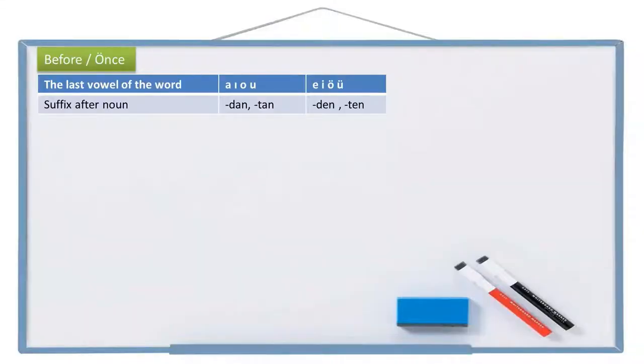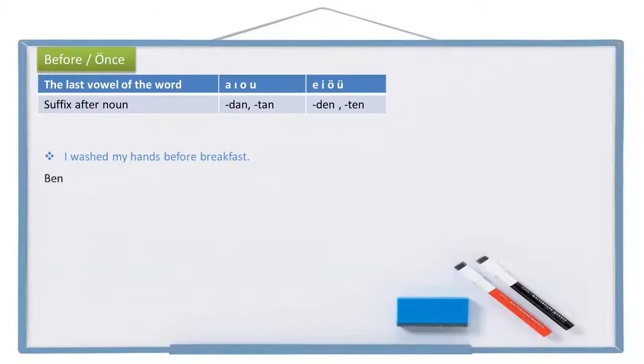When we use before with a noun, we are going to need a suffix, which is dan, tan, den, or ten, which alternates according to two-way vowel harmony and again according to consonant alternation. Let's see an example. I washed my hands before breakfast. First of all, to write a grammatically correct Turkish sentence, we write the person pronoun to the beginning and the verb always to the end.